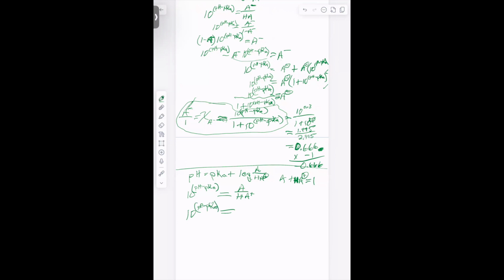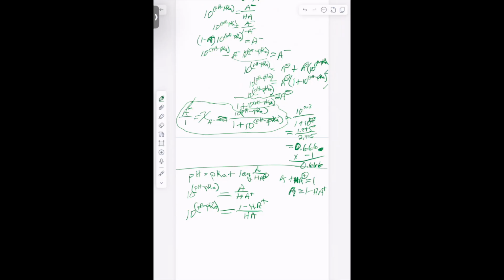So that's pH minus pKa. And we're going to do a little replacement where we're going to say A is equal to 1 minus HA. So we have 1 minus HA here, divided by HA. So I'm just substituting in for A. Okay.